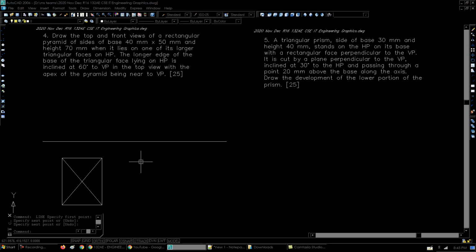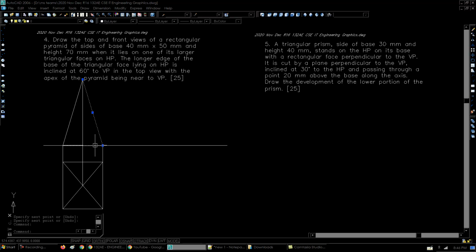Next, I'll have to project the front view of this pyramid. So to do that, I'll have to take projection lines from here. This is the base, and then I'll have to draw the height. To draw the height, I will draw a projection line here, and I will take a height of 70 mm. So from the height, it needs to be joining these 2 points over here. So this here is the front view of this pyramid.